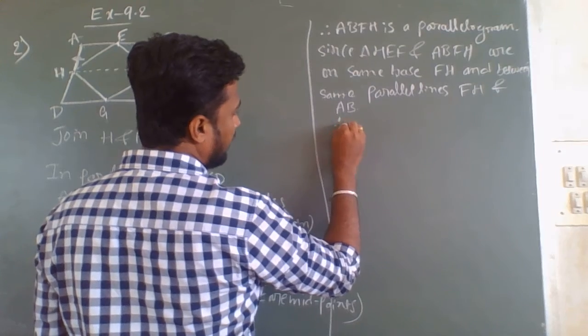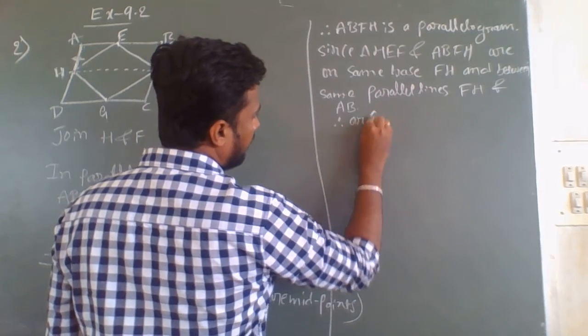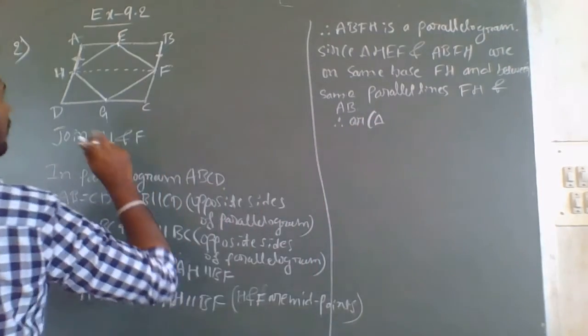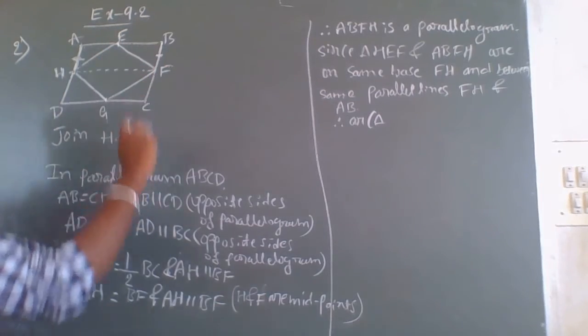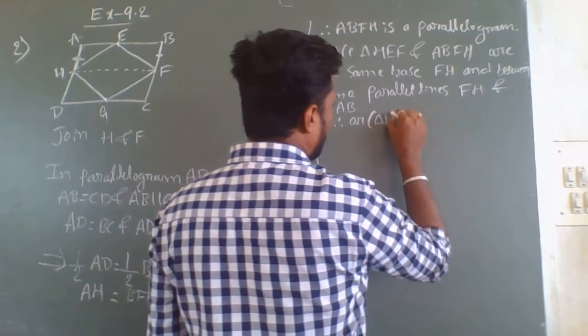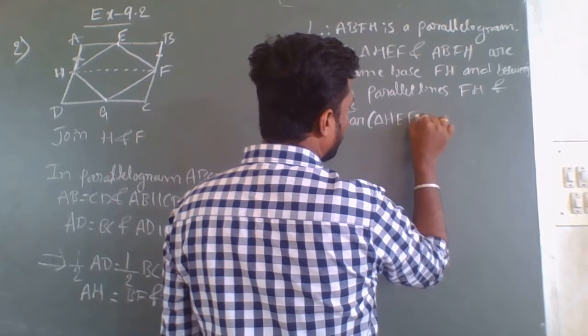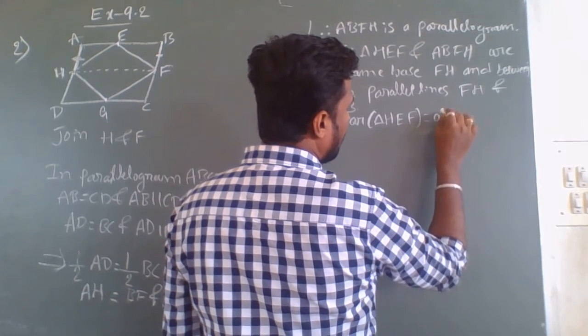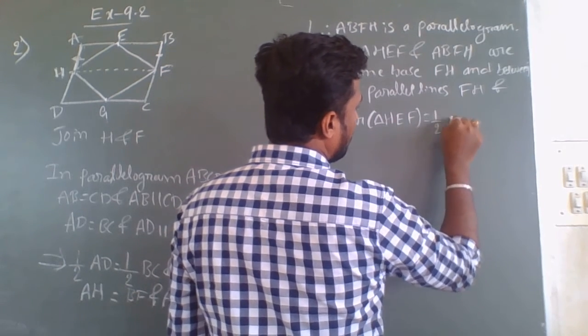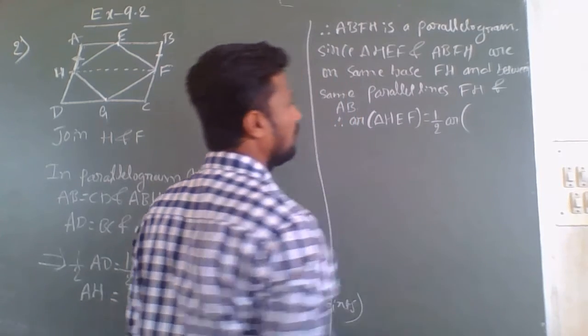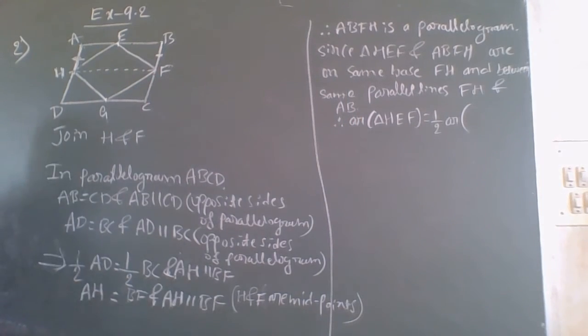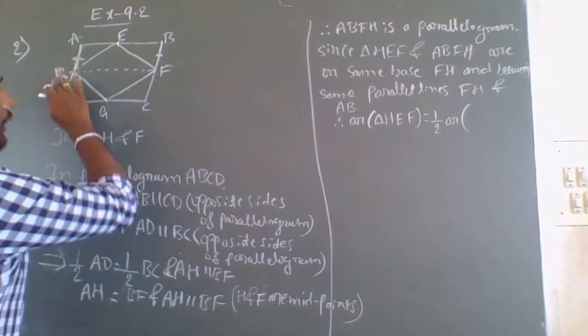So now, therefore, we can write the area of triangle HEF equals half of the area of parallelogram ABFH.